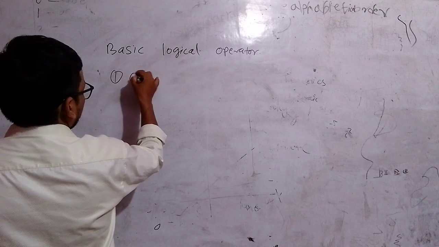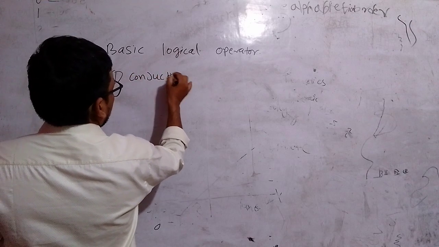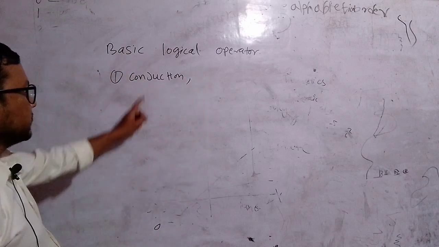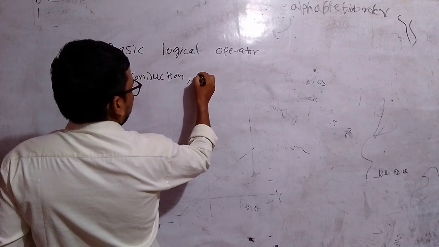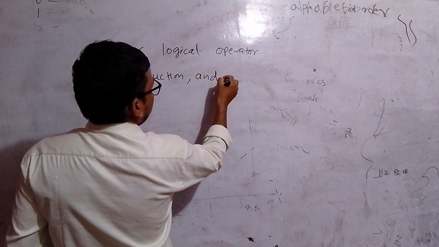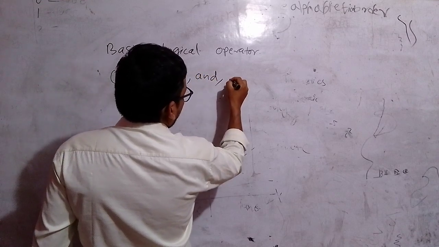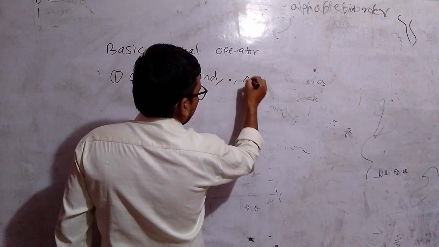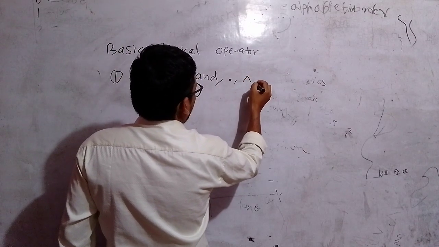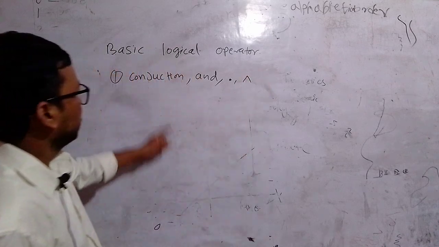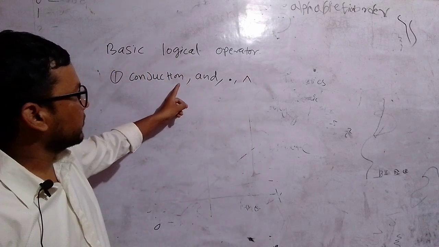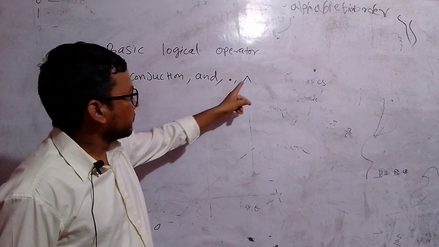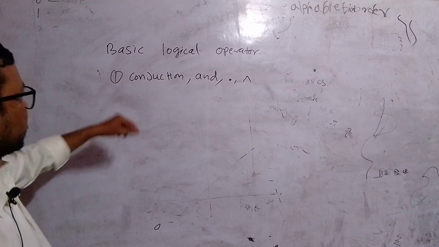One, conjunction operator. The conjunction operator is also called the AND operator, or dot operator.